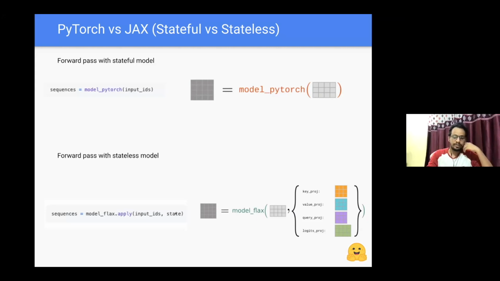So the state is composed of the parameters and other variables like batch norm statistics, etc. So again, to explain the clear difference between PyTorch and Flax models, in Flax you need to pass your input examples and your parameters explicitly, and the Flax model does not maintain any state.